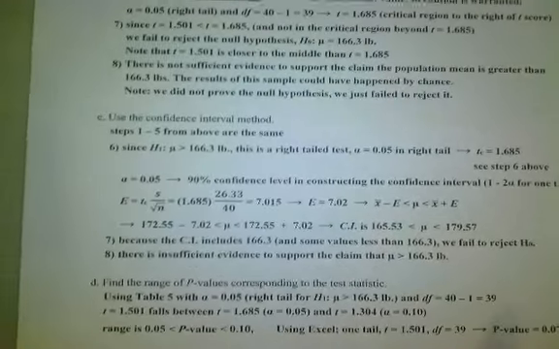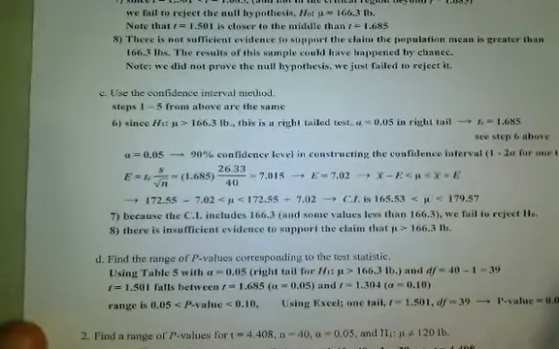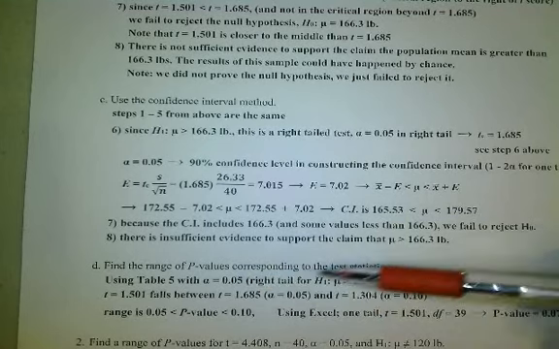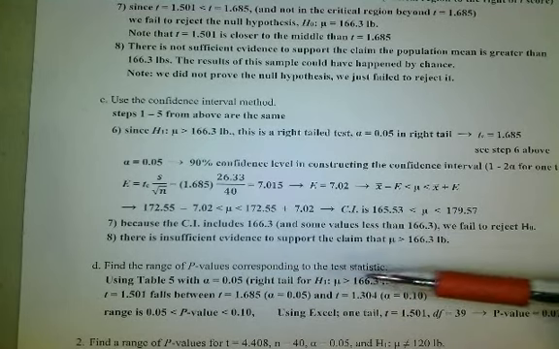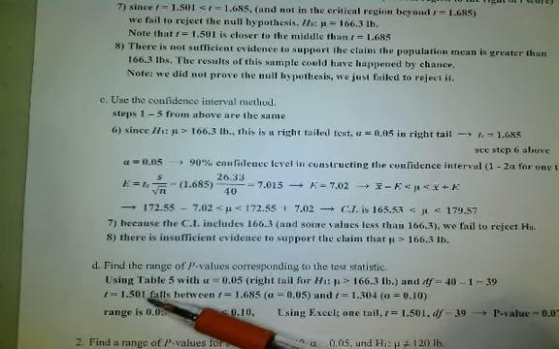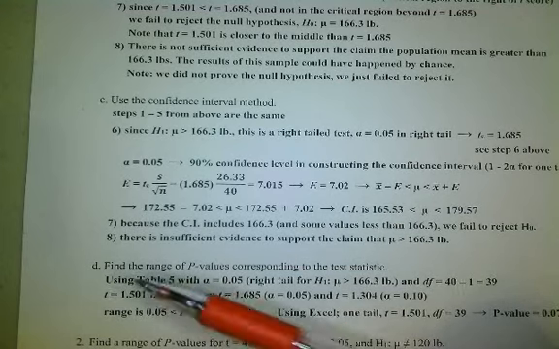All right, we want to find p-values that are associated with this test statistic. And again, using Table 5, we have alpha 0.05 in the right tail. And this is for the greater than case. H1 is mu is greater than 166.3. Our DF is 40 and all of that, just like we did before. And so we get that same 1.501.